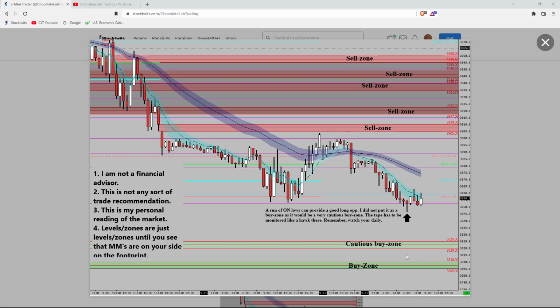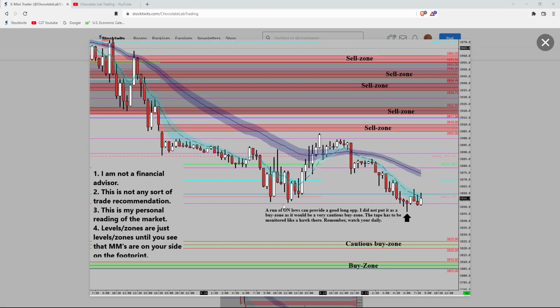And a cautious buy zone down here, but of course we went up out of the open. I did say a run of overnight lows could provide a good long opportunity. Why? Well, not only is there going to be liquidity below the lows, but this is a decent area. I didn't have this as a buy area since we're trading around here. I would rather stay safer and take some extremes off of here. Just less risk, I feel, even though there was a valid level, I believe.